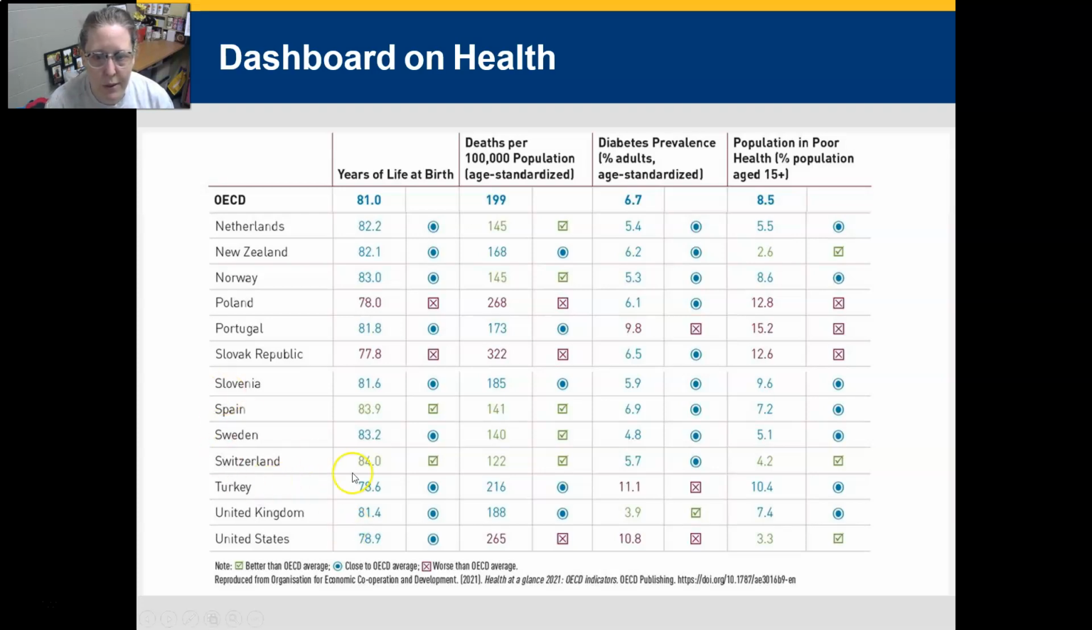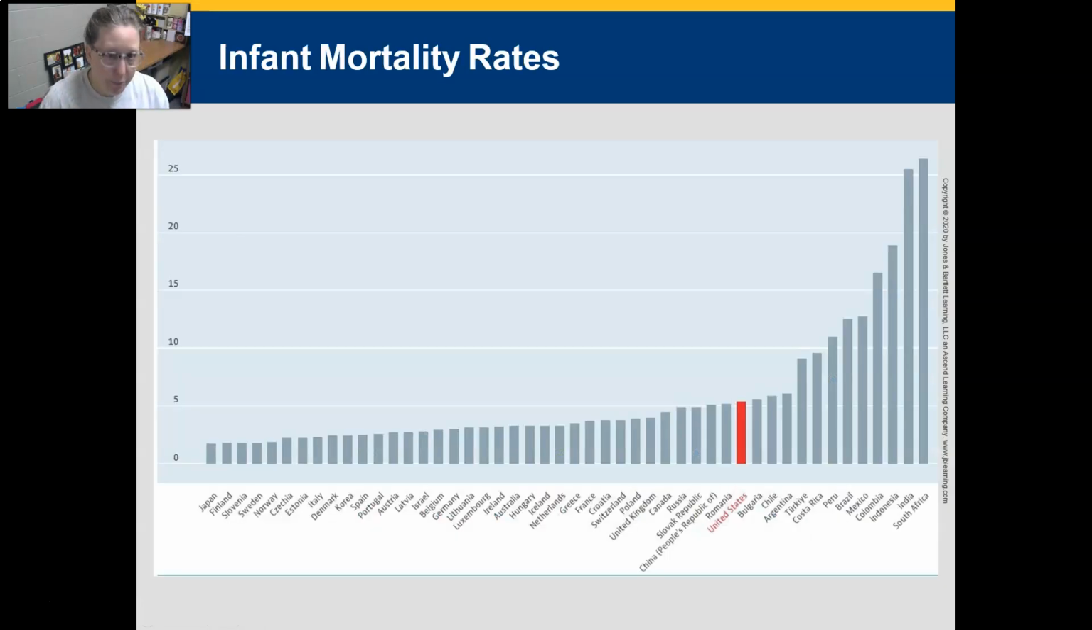We can see here that Switzerland and Spain have really high life expectancy rates. For the United States, however, our diabetes prevalence is quite high at 10.8%. In the UK, for example, it's only 3.9%. And so our population in poor health is only 3.3%, though, and that's really good. And then we can look and see these other metrics over here. This is just kind of neat to see how different things compare.